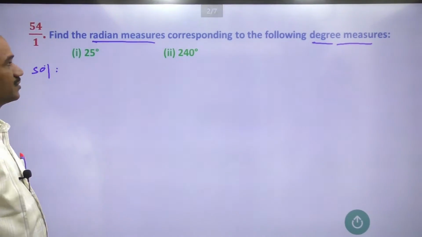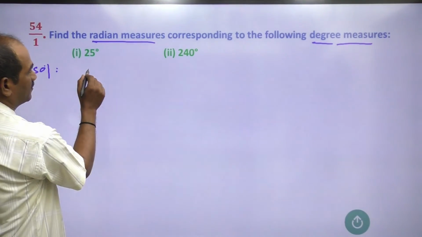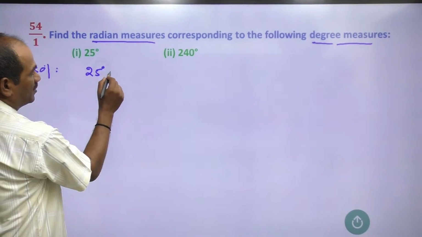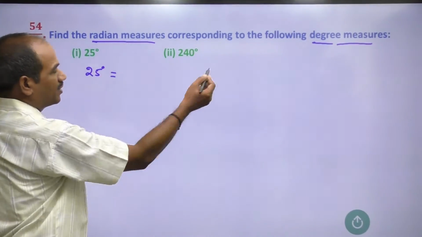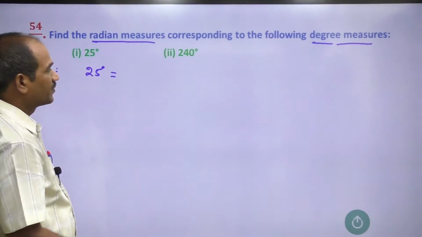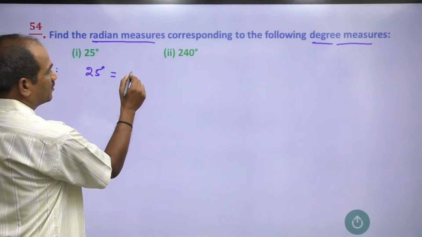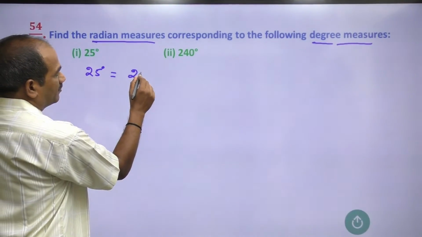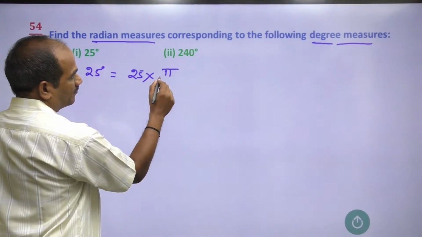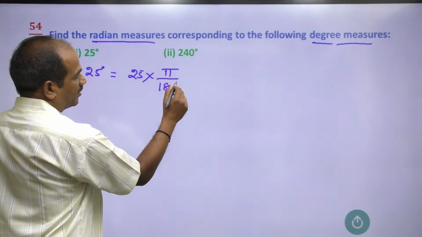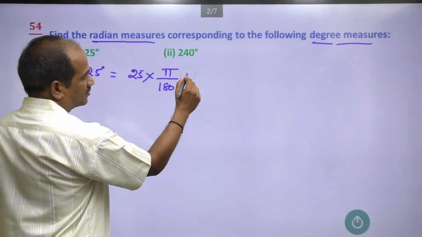25 degrees is equal to... find the radian measure. In the given data, degree measure is given. So 25 degrees is equal to 25 into the radian measure, which is pi by 180 radians.